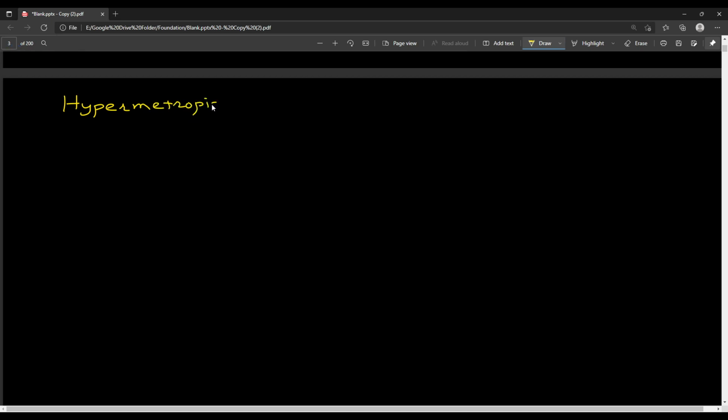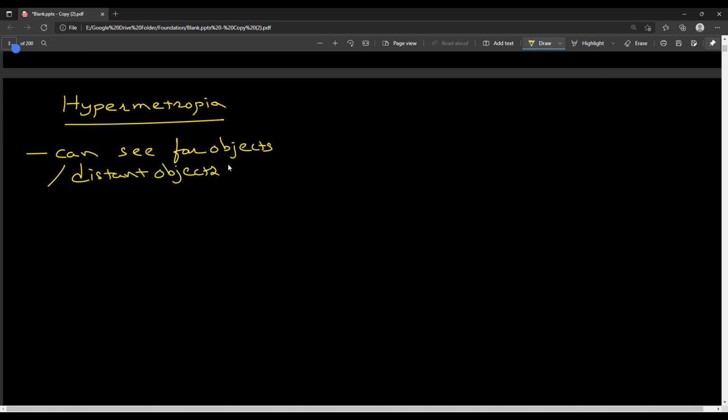Hypermetropia. In case of hypermetropia, a person can see far objects. Far objects means objects which are very far away, or you can say distant objects. This particular phenomenon is also called far-sightedness.